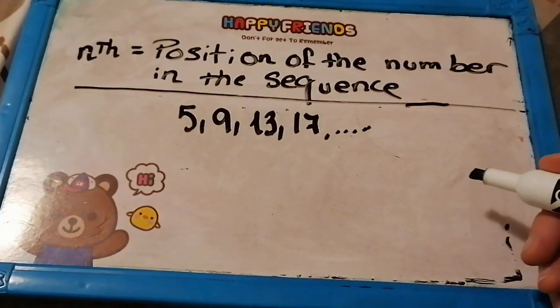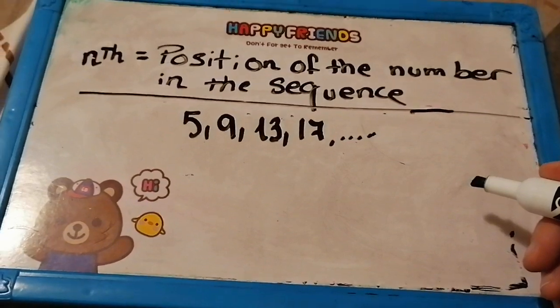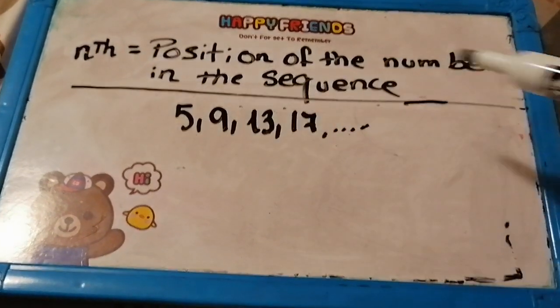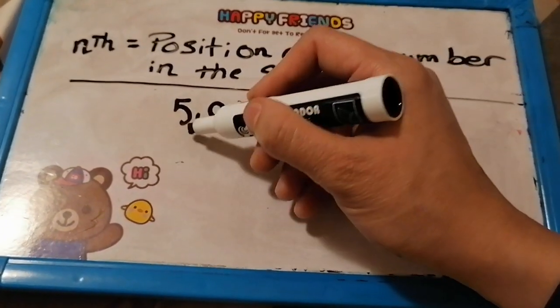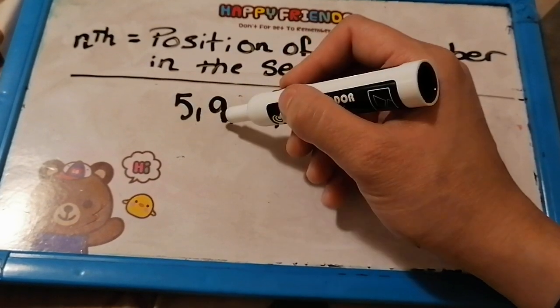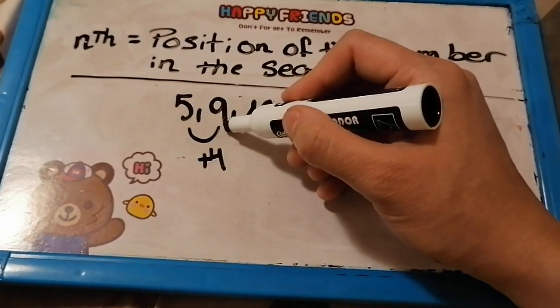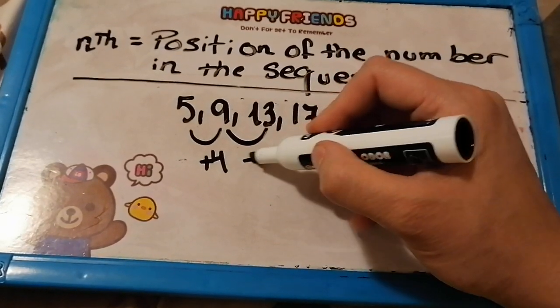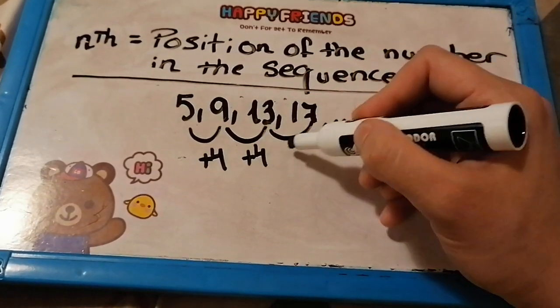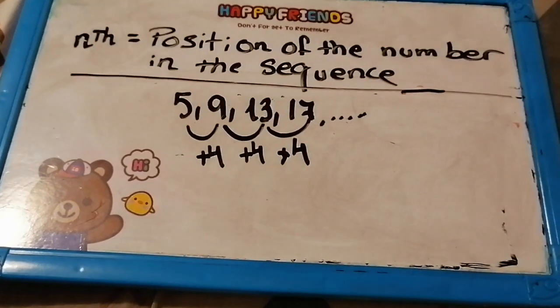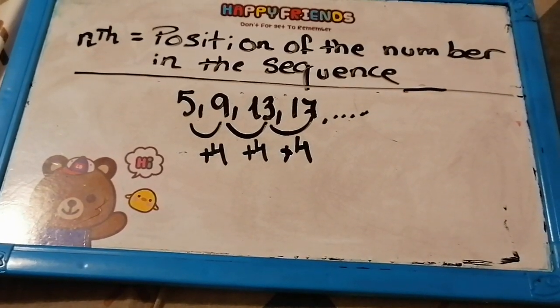Okay, first thing I do, I see if the sequence is counting more or less. This sequence is counting more. Okay, counting more by what? You have to check from the first to the second. It is adding 4, and I must check plus 4, plus 4. So I must check. Okay?